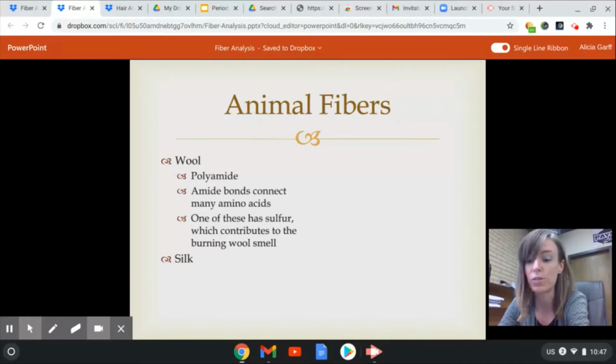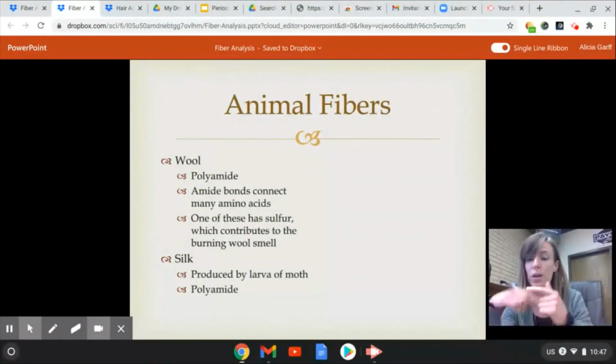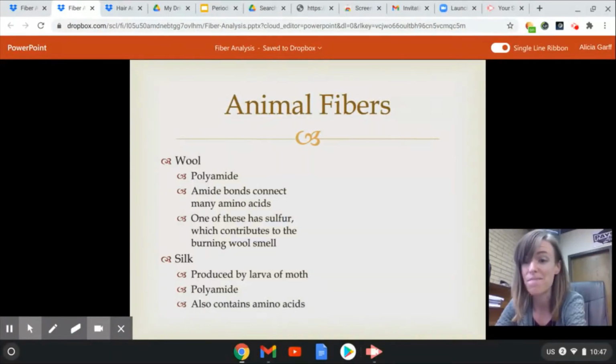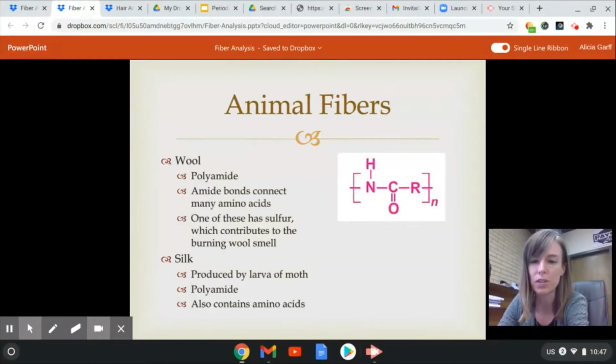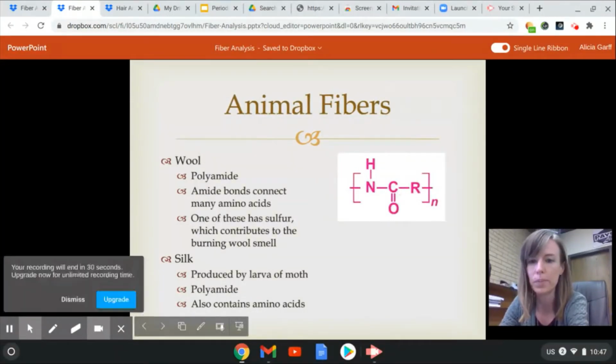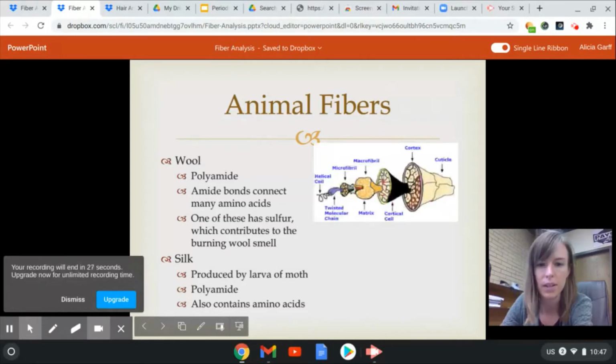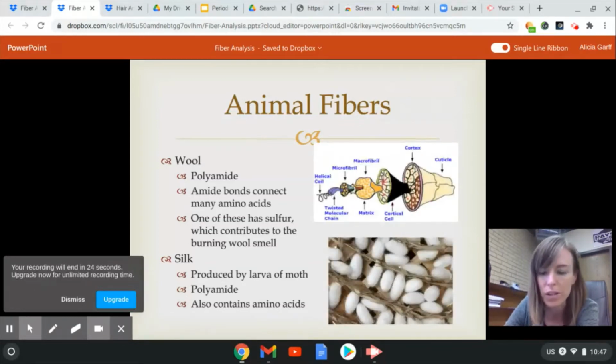Silk is the other animal fiber, made from silkworms. It's also a polyamide, and it is made by the larva of a certain type of moth. The larva will make a cocoon with the silk, and then to get the silk, they actually have to kill the larva. So it's actually really sad. I don't know how I feel about silk. I don't know if they've come up with a way to do that without killing the silkworms. It's kind of sad. So this is a picture of the little tiny monomers that make up wool. And that's a picture of a bigger version of wool. And then there's some silkworm cocoons.